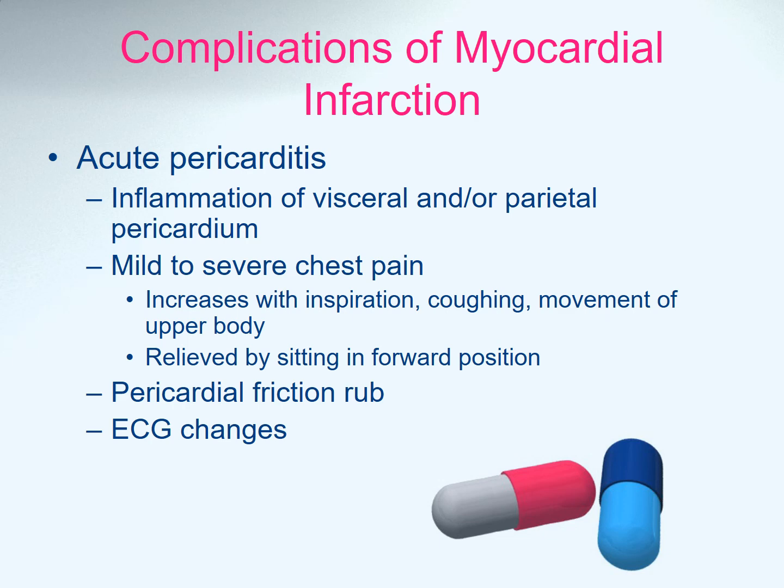Pericarditis is an inflammation of the visceral and/or parietal pericardium, and it can occur 2 to 3 days after an acute MI. Pericarditis is characterized by mild to severe chest pain that increases with inspiration and the movement of the upper body. This is key when you're trying to differentiate between angina and pericarditis. Sitting in a forward position often relieves the pain.